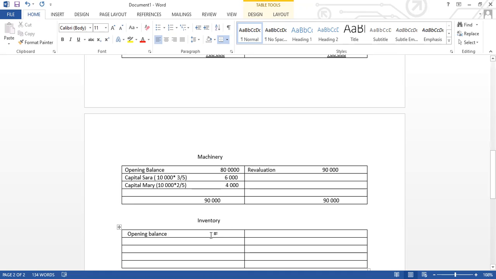Okay, so what is our opening balance of inventory given in the financial statement? 70,000. Yes, 70,000. And then we are told that the revaluation is 65,000.